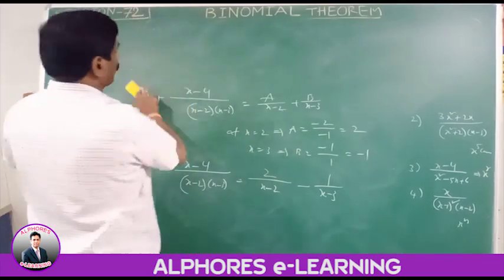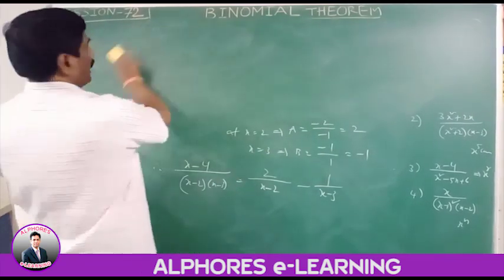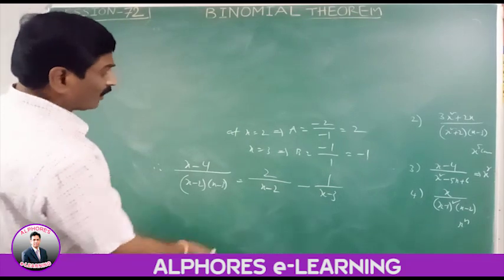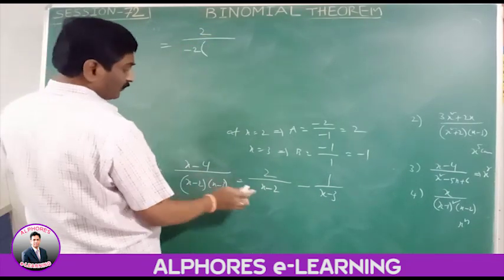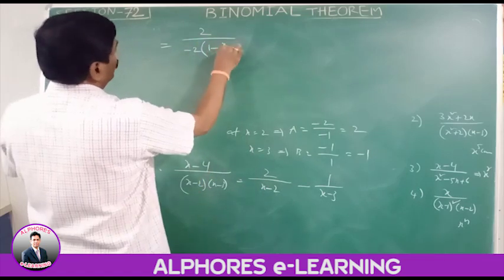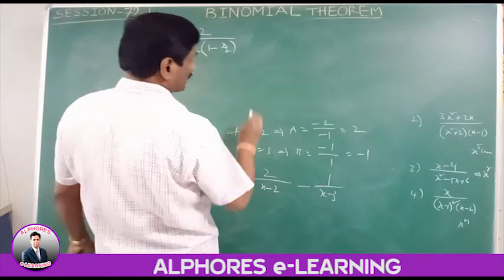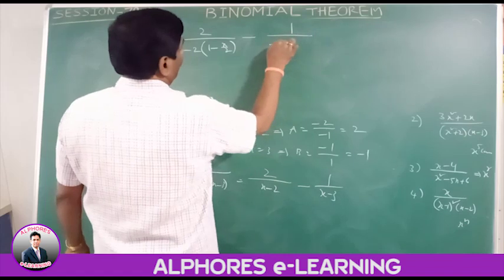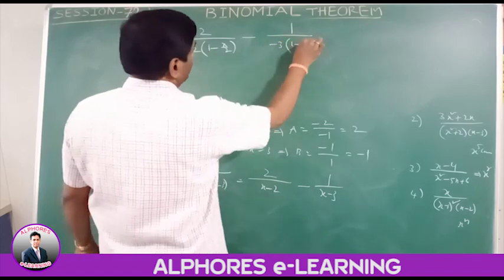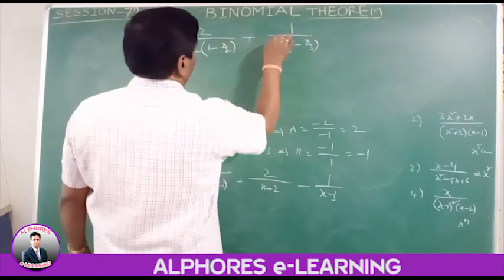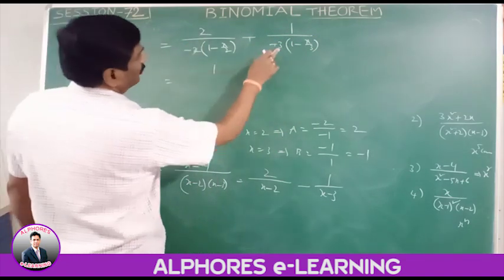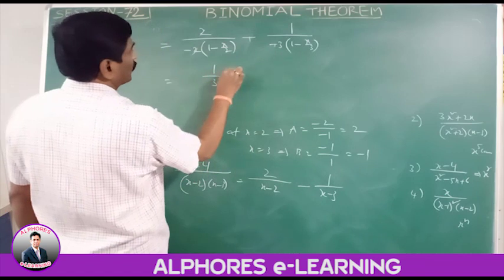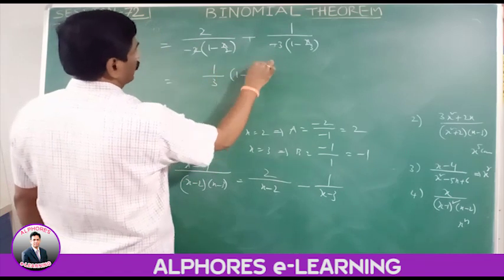Now we can reduce into (1 plus x) whole power minus 1 or (1 minus x) whole power minus n. So the common term is minus 2. That is equal to 2 by minus 2 of (1 minus x by 2). Next, here the common term is minus 3. Minus of 1 by minus 3 of (1 minus x by 3). Here minus minus cancels to plus, and here the 2 cancels. That means 1 by 3 into (1 minus x by 3) whole power minus 1.